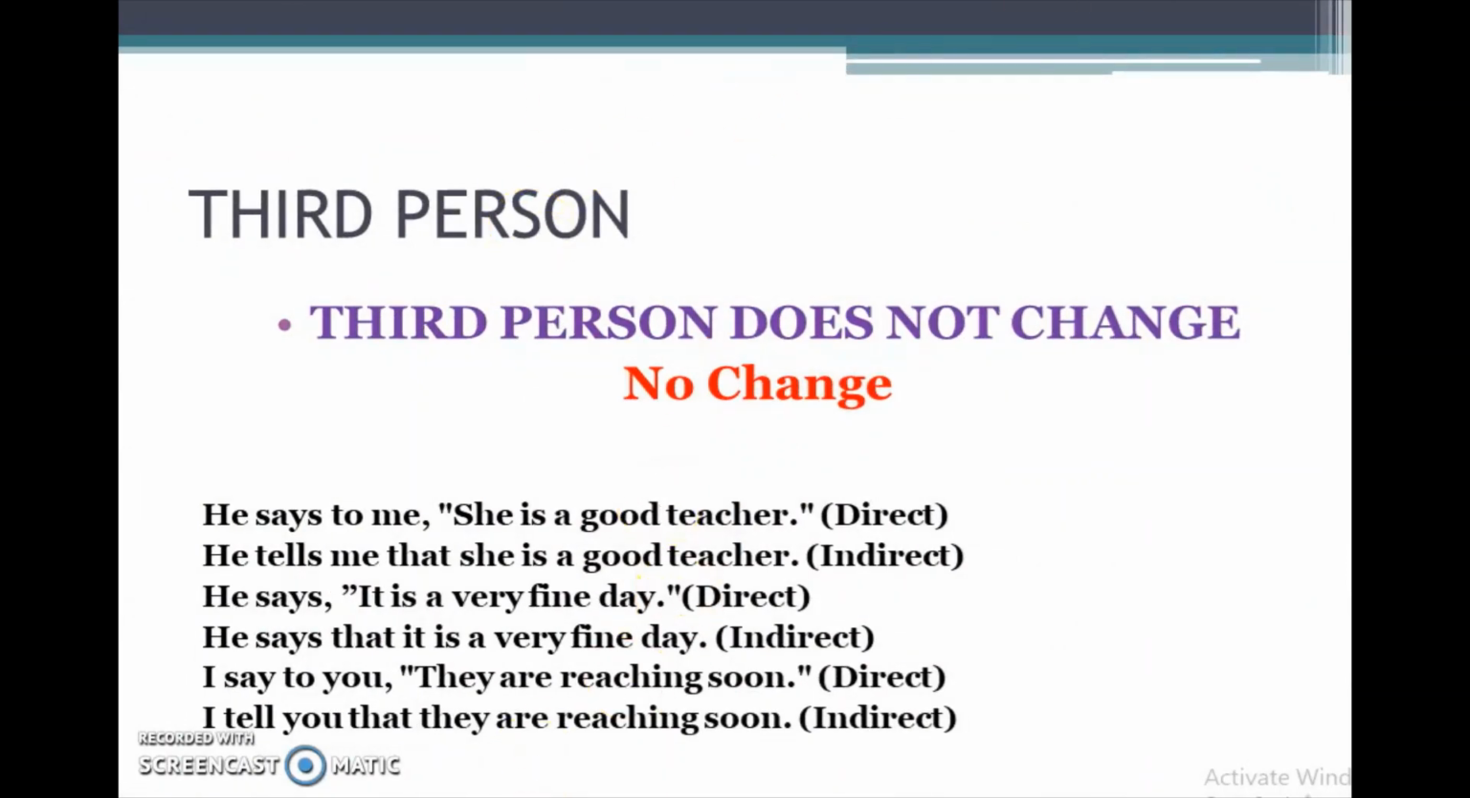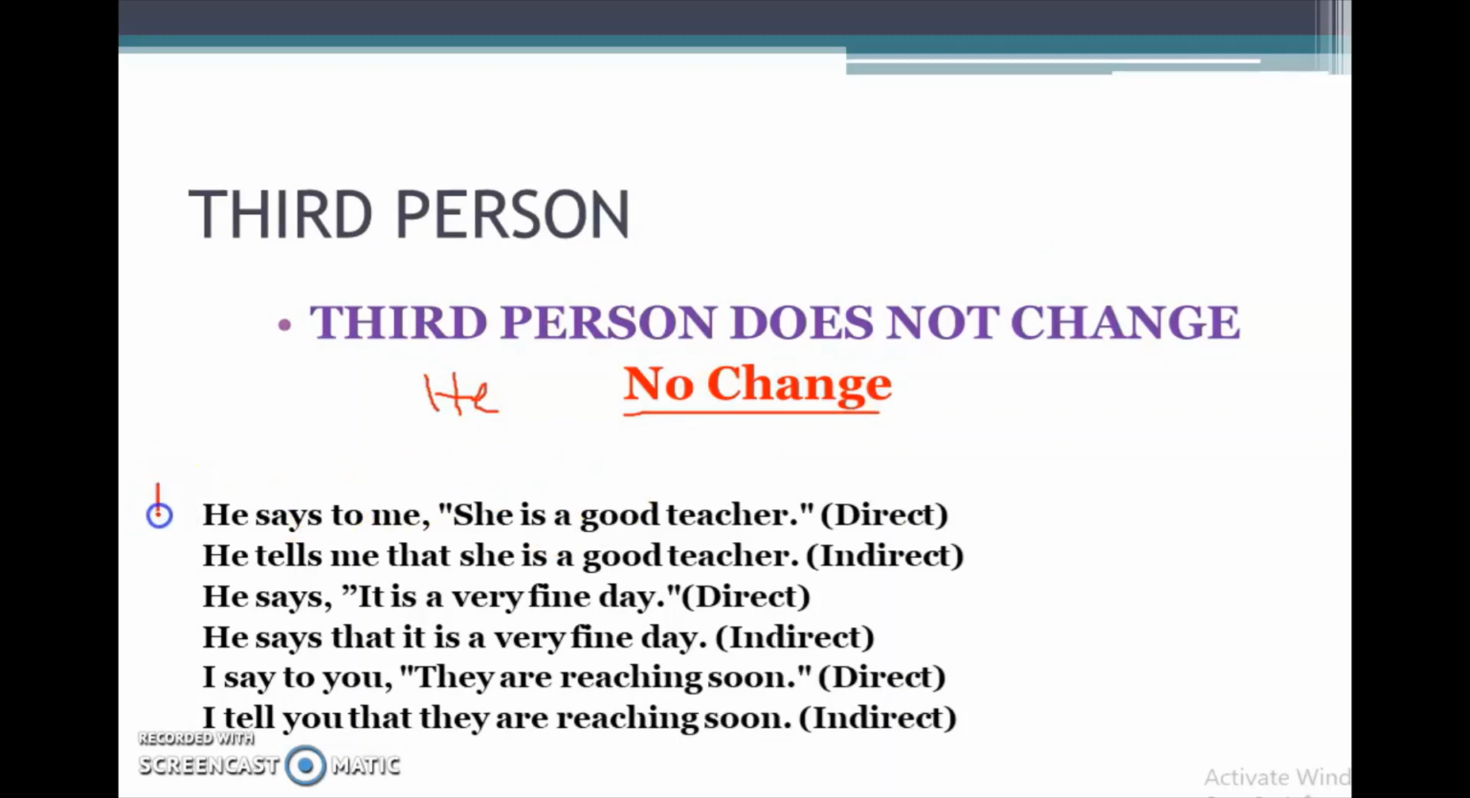Third person does not change. When you change the sentence from direct narration into indirect, if there is third person, it will not change. What is third person? Third person: he, she, it. These are third person singular, or they. These will not be changed, and these will remain the same. So there is no change of pronoun when there is third person.